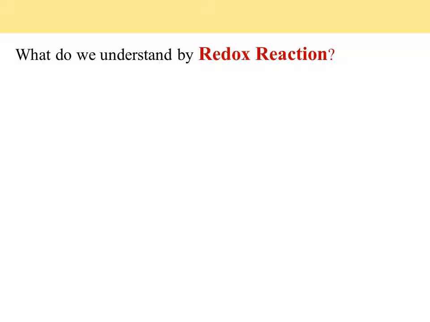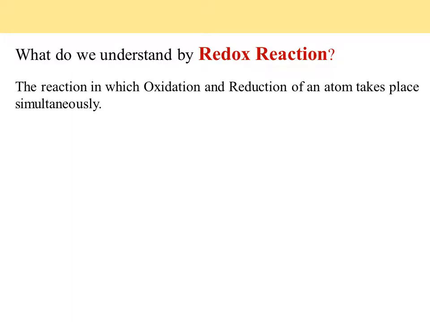Obviously, the first obvious question, based on the topic itself, is: what do we understand by redox reaction? That's a very general question. A very simple answer to this question is: the reaction in which oxidation and reduction of an atom take place simultaneously is called a redox reaction. It's a very, very simple definition. You can just see that the reaction in which oxidation and the reduction of an atom take place simultaneously.